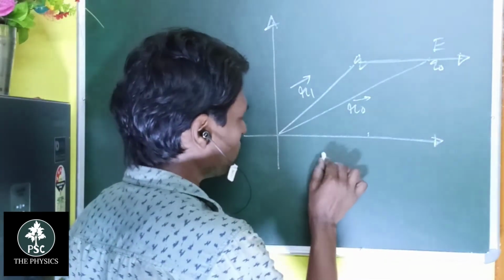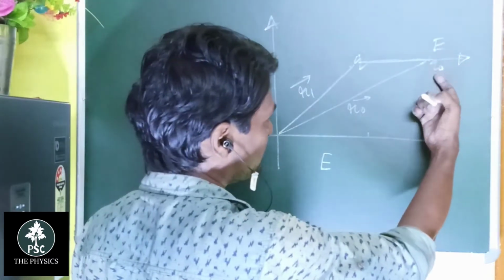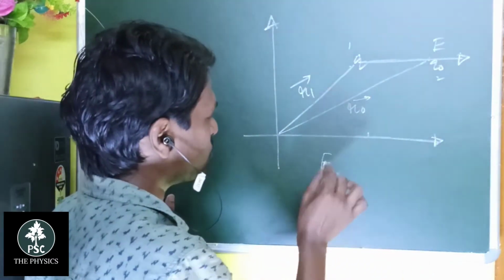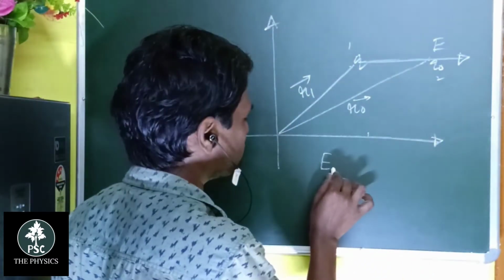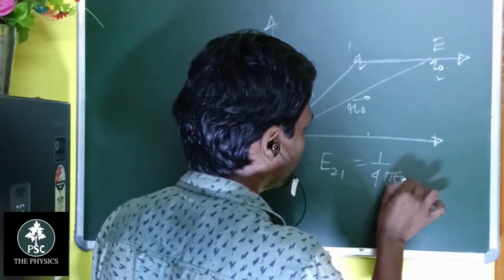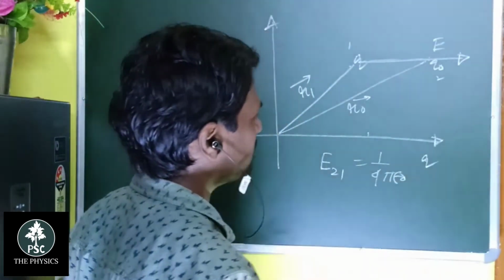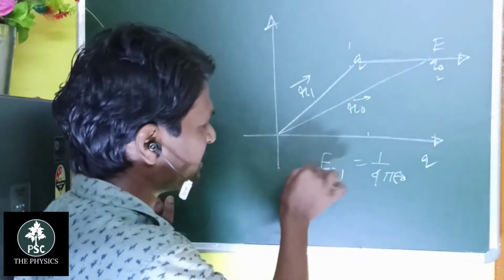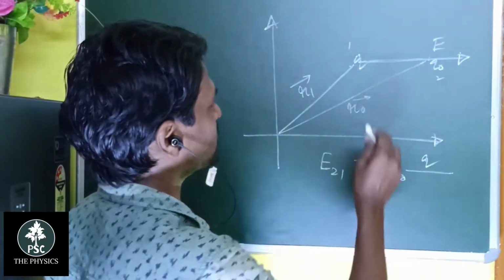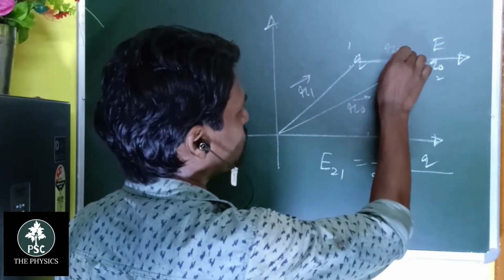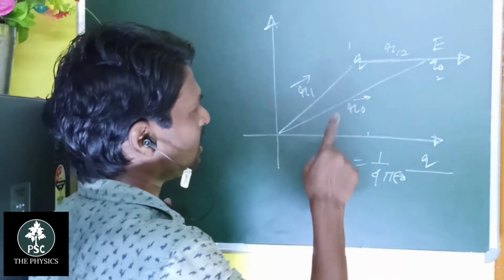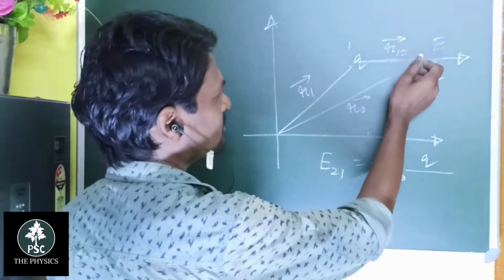So electric field equals the force experienced by the test charge. If this is 1 and this is 2, then according to the vectorial form you write F21 equal to 1 by 4 pi epsilon naught into Q into Q naught. But here it is F by Q naught, so you write only Q and the position vector. This is from 1 to 2, and this is the position vector.